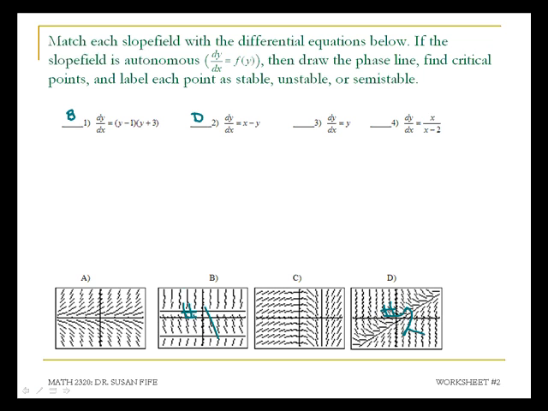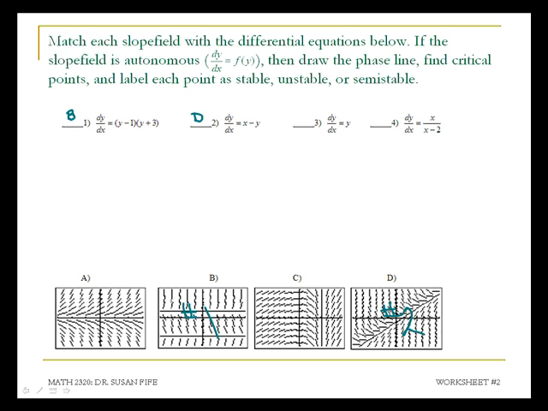Okay. Here we've already identified the slope field for number 1 is graph B, and the slope field for number 2 is graph D. So we have just 2 slope fields left. And it should be fairly easy to determine which one is A and which one is C. They're not really very much alike.